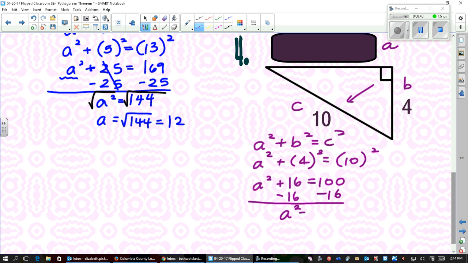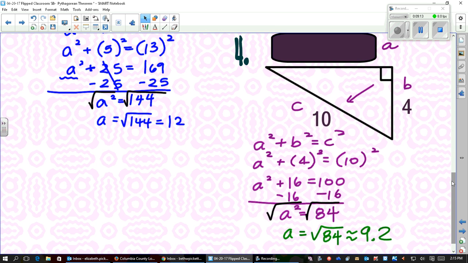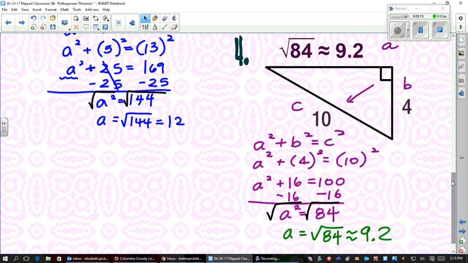Subtract 16 from both sides. A squared equals 84. Now we can take the square root of both sides. So A is the square root of 84. Go into my calculator. I know it's going to be a little over 9 because 9 squared is 81. And it is 9.165. So if I round to one decimal place, it will be 9.2. Square root of 84, approximately 9.2.